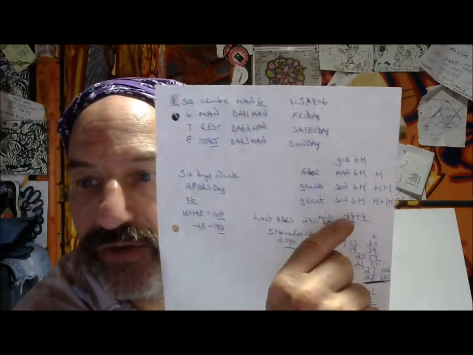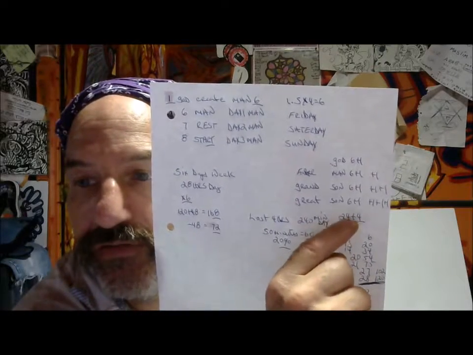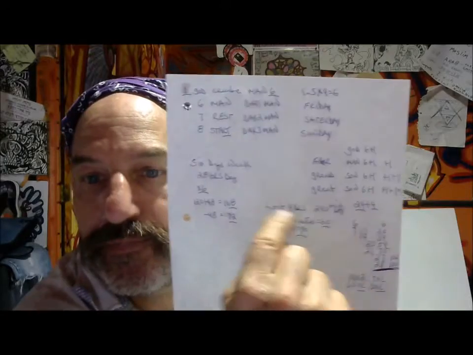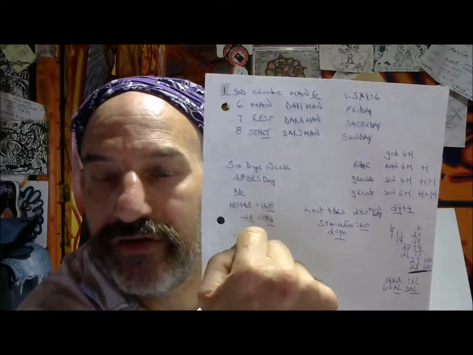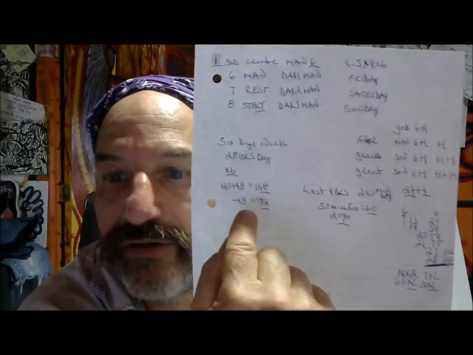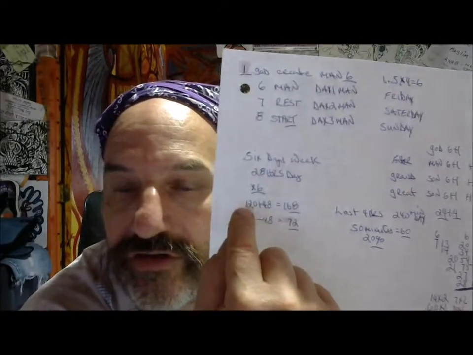24 the day. 1, 1, and 1, and 4. 24 and 4. 168 hours in the week. 28 times 6. But they break it down into 7. Plus 168, the 7th gate.